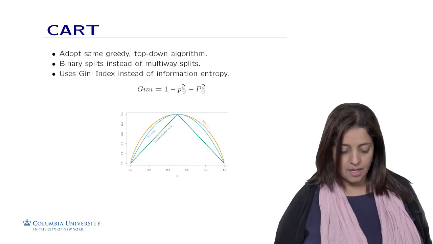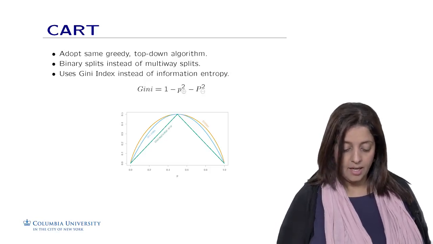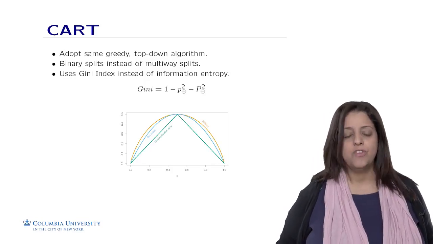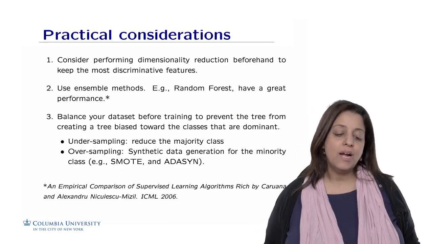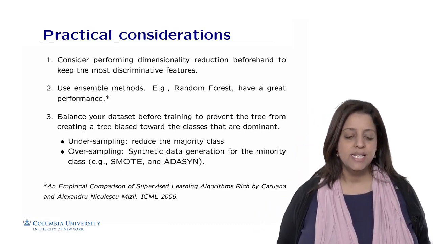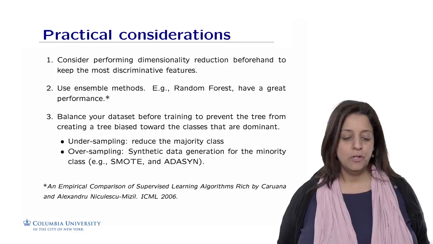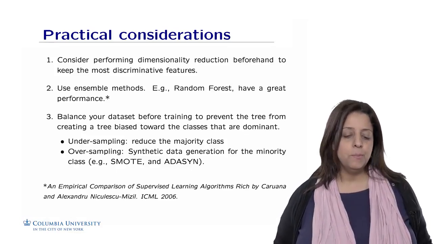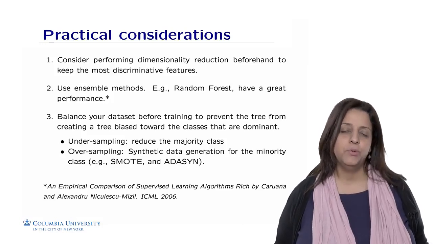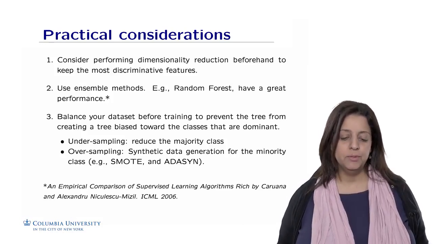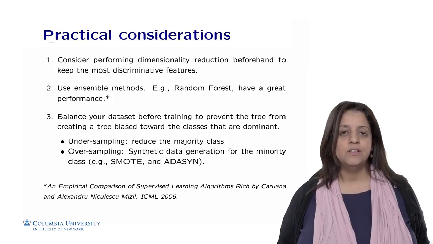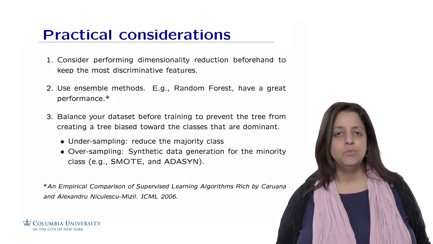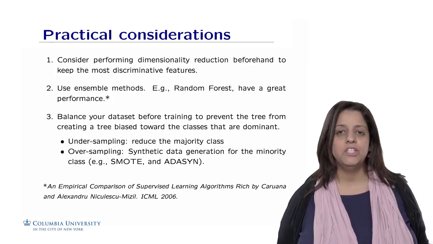So you could see in this curve that the Gini index in blue is pretty close to the entropy index, and the two methods perform similarly. Here are now some practical considerations when you use decision trees in your applications. So first of all, consider performing dimensionality reduction beforehand to keep only the most discriminative features, the most important features that are related to the label. We have seen, for example, that the visa status has nothing to do with the decision of hiring an applicant. So it's best to remove it from the beginning and avoid doing the calculations with this feature.